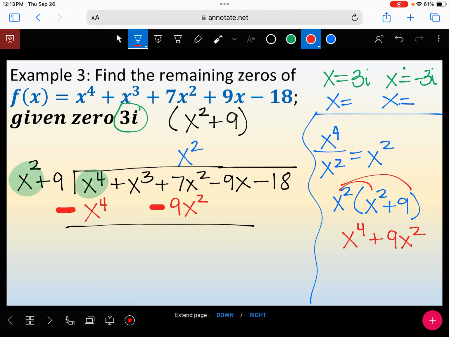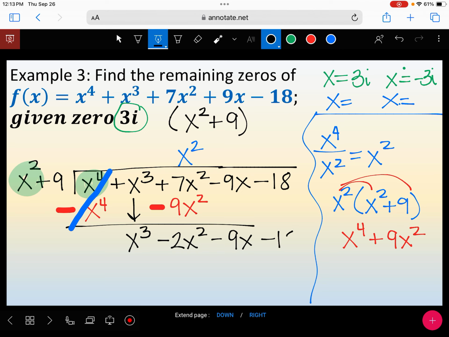So when you're doing this long division, the first term should always drop off. So this drops off. I'm going to go really slow. And then I'm going to bring down this next term. And then what do you get here? What's 7x squared minus 9x squared? Negative 2x squared. Good job. And then I like to just bring down everything. And now we're going to repeat the process again. We're building our quadratic on the top of the roof that we'll need to factor.